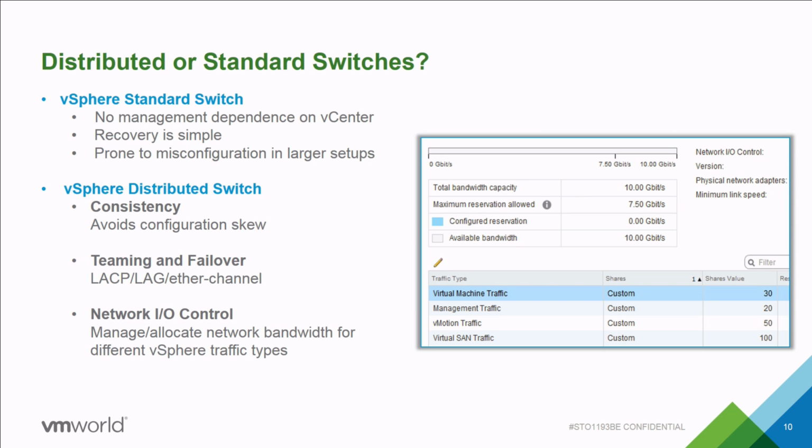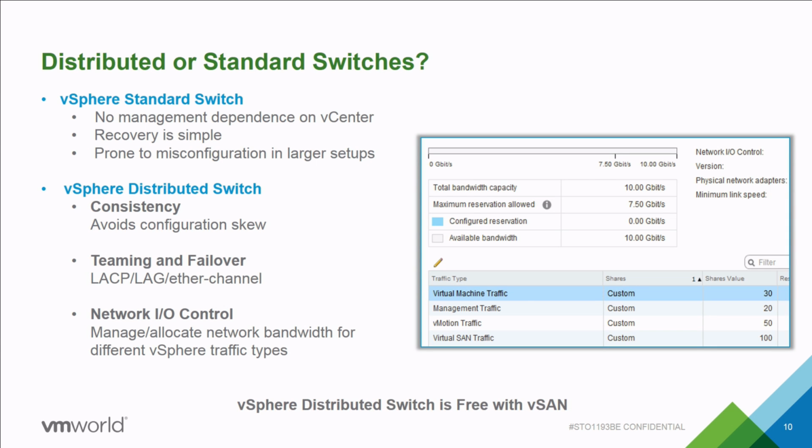vMotion is notorious for trying to finish the migration operation as quickly as possible. To do that, it'll grab as much bandwidth as possible. And it could actually impact the vSAN traffic if they're sharing the same set of uplinks. So this is a way of guaranteeing that the vSAN traffic is not impacted by any of the other traffic types, and vice versa.